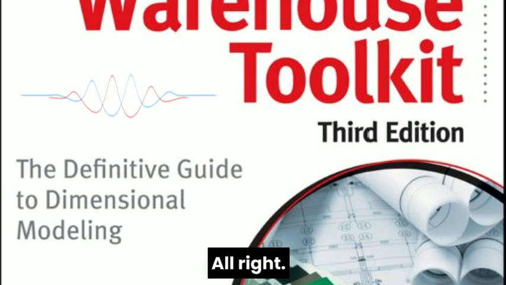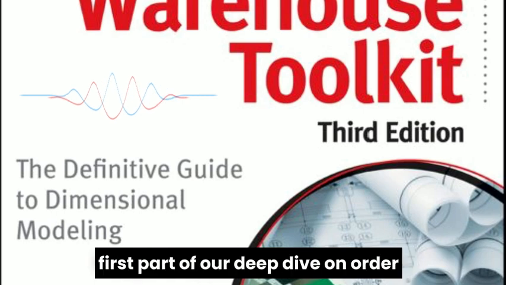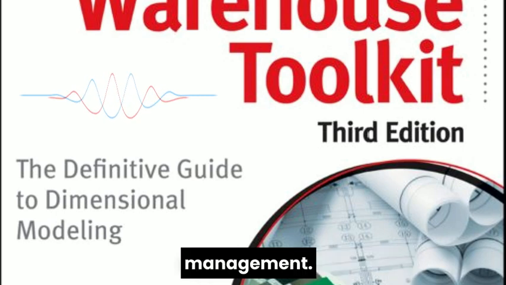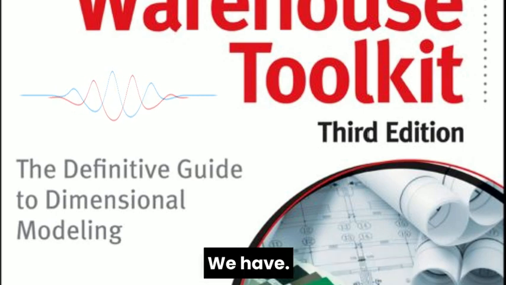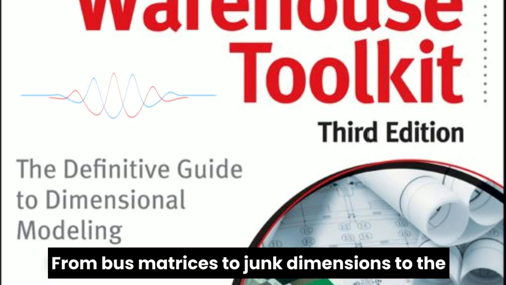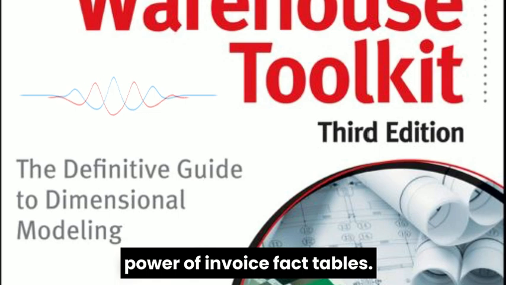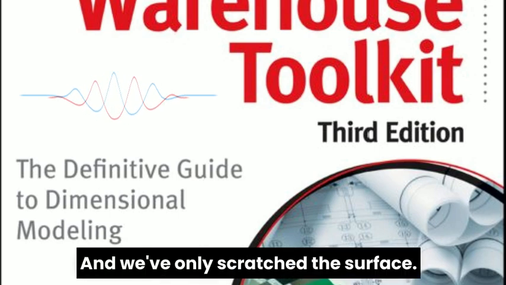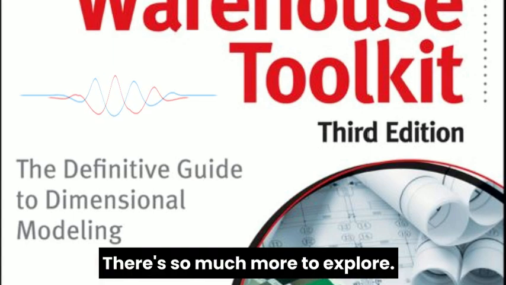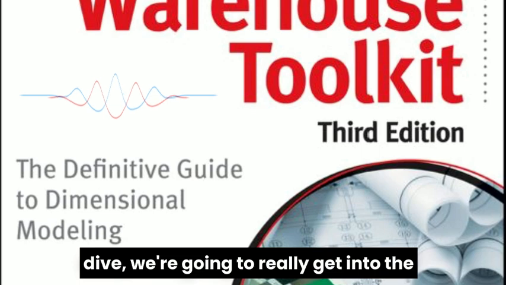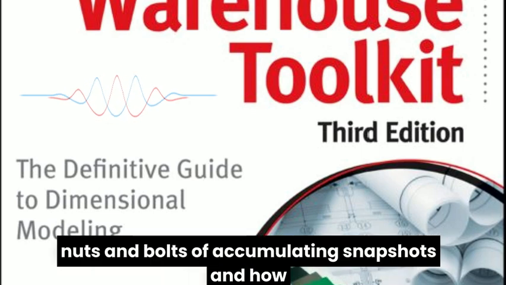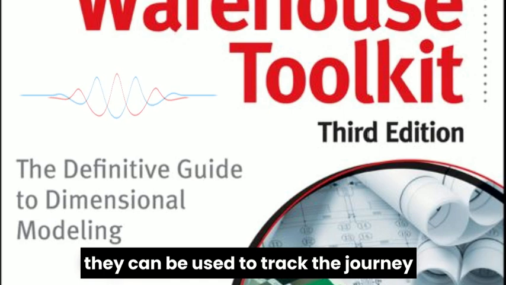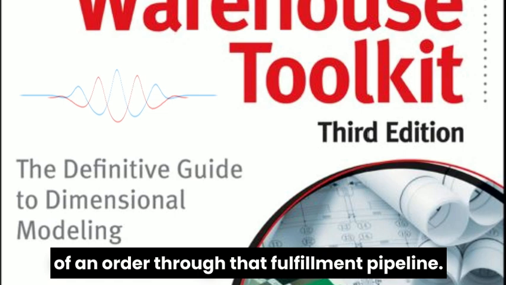Precisely. I love it. All right, well, that's a perfect note to end this first part of our deep dive on order management. We've covered a lot of ground. We have, from bus matrices to junk dimensions to the power of invoice fact tables. It's been a whirlwind tour. It has, and we've only scratched the surface. That's right. There's so much more to explore. There is, and in the next part of our deep dive, we're going to really get into the nuts and bolts of accumulating snapshots and how they can be used to track the journey of an order through that fulfillment pipeline. It's going to be fascinating.